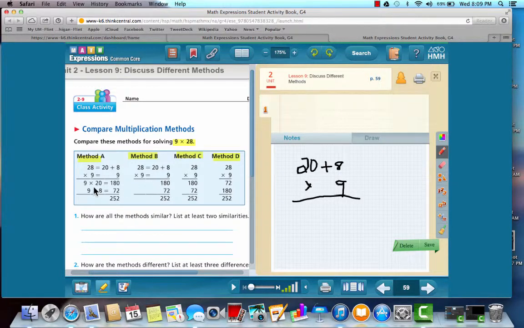So the only difference that you see between method A and method B is that we don't have the multiplication equations in the partial products here.